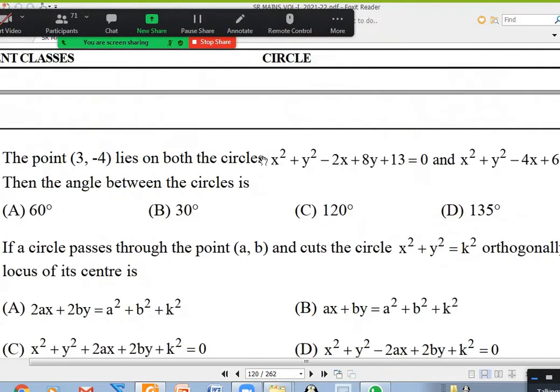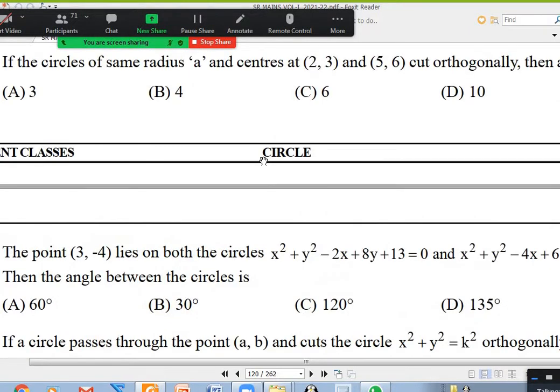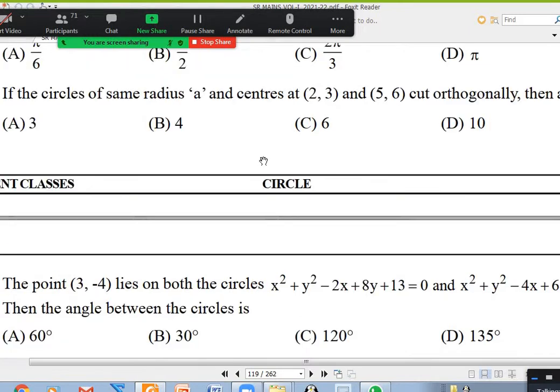Nitin, up to which question you tried, man? Numericals 10 or less. Okay.